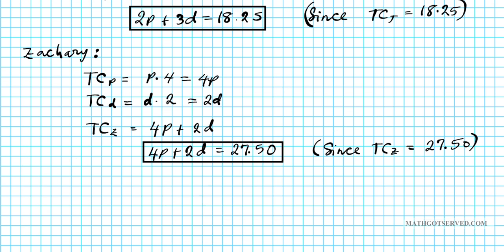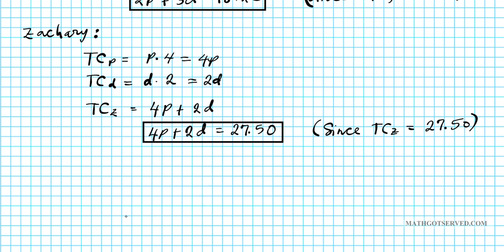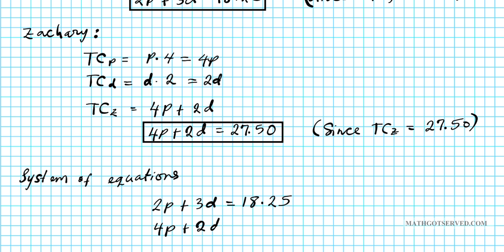So our system of equations, let's write it down. System of equations is 2P plus 3D is equal to 18.25, and 4P plus 2D is equal to 27.50.